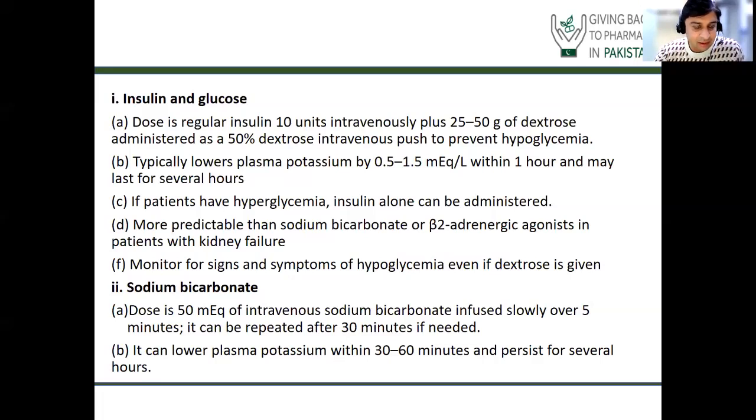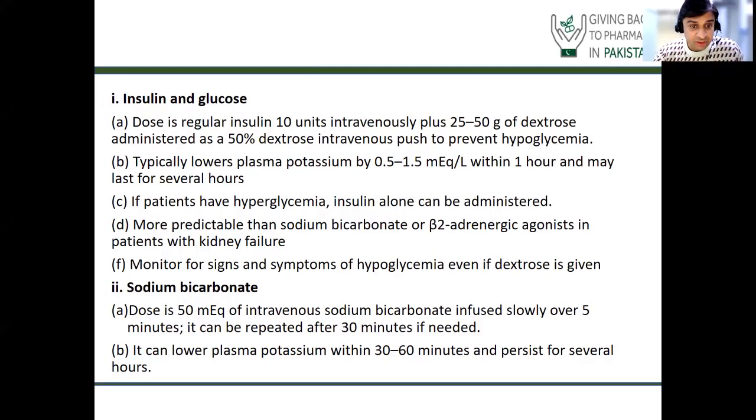So in our hospital, we have 25% dextrose, and we give 100 mL of 25% dextrose. But in your hospital, if you have 50% dextrose, you can give half of that volume. So it lowers the potassium by 0.5 to 1.5 mEq per liter within the first hour, and this effect remains for many hours.